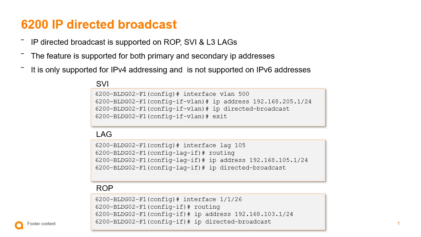In addition, access lists can be applied inbound and outbound to restrict specific broadcast traffic. So more detail on this can be found in the AOS-CX configuration guide for the 6200 series.